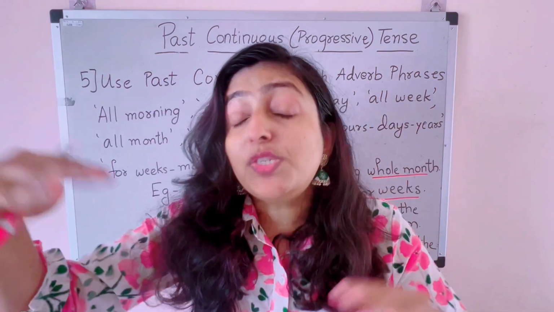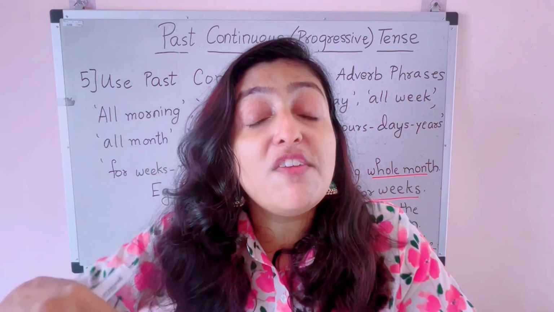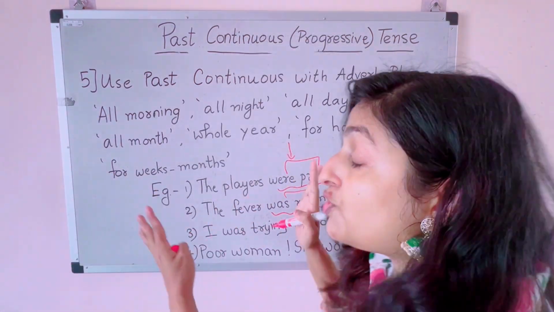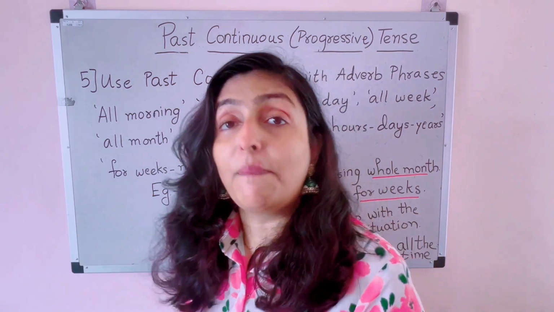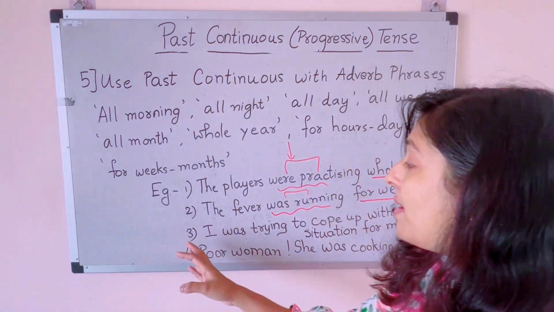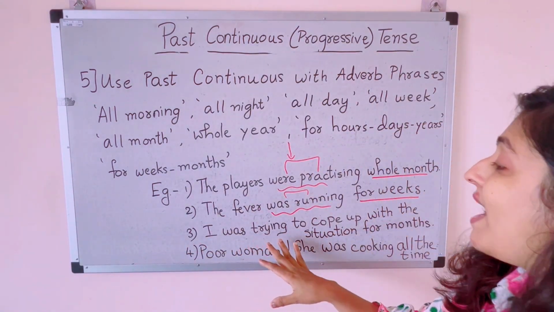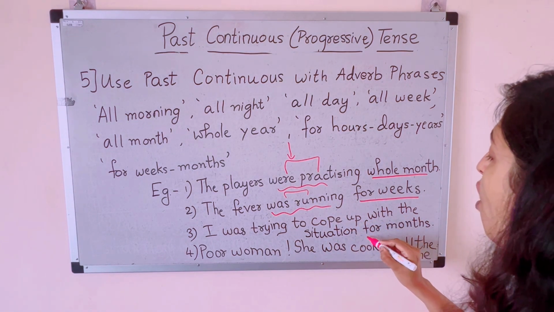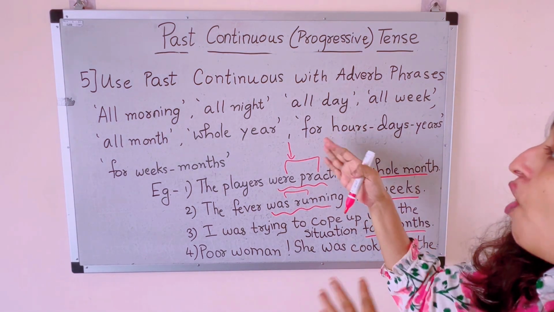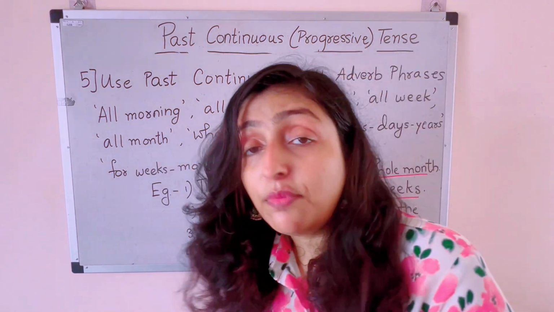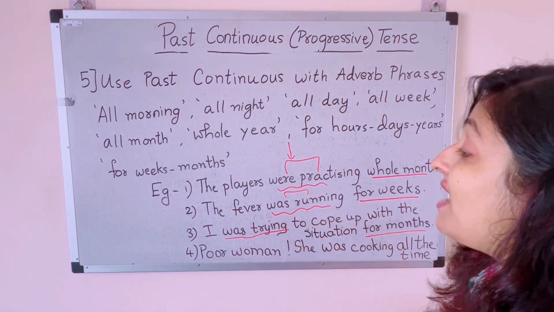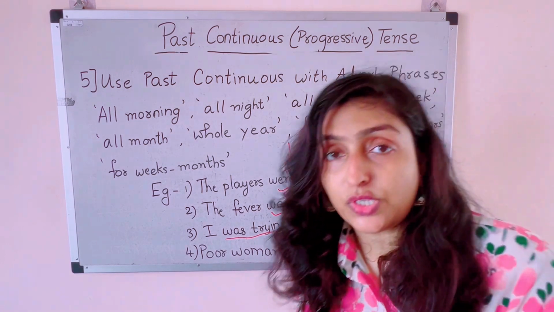The prominence and importance is given to the extent of the fever, to the extent of the practice of the players. Third example is, I was trying to cope up with the situation for months. For months is the adverb phrase here and the verb is in past continuous tense.